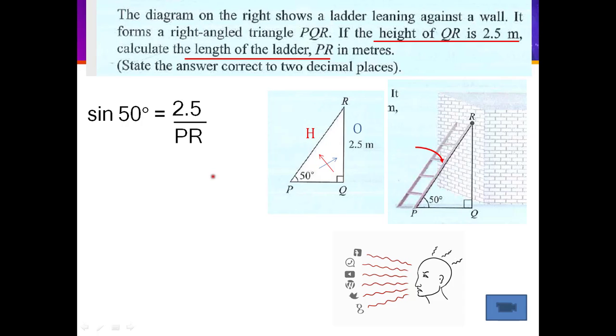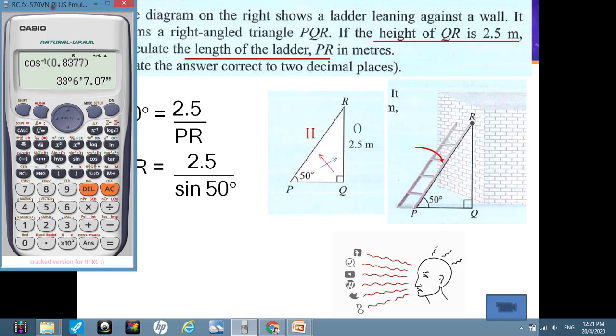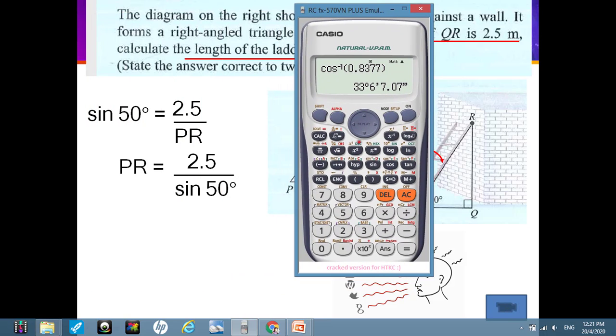Don't forget your unit here, meters, over PR. PR is actually the hypotenuse. Now apply your algebra. PR is in the denominator because of division, so PR will be 2.5 divided by sine 50 degrees. Let's do it with our calculator. 2.5 divided by, sine 50 degrees, close the bracket.